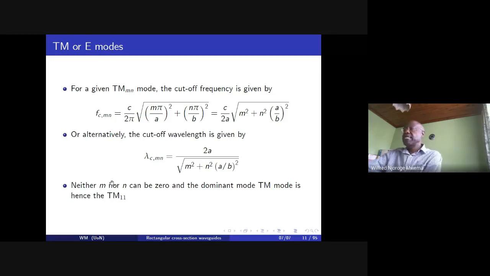Now, one thing we can say is that neither m nor n can be 0 for the TM modes, because Ez is a sine function. And if any of them is 0, it will make that Ez equal to 0. And therefore, the lowest cutoff frequency is when m is equal to n equal to 1. And we call it the TM11 mode for any given guide of width a and height b.